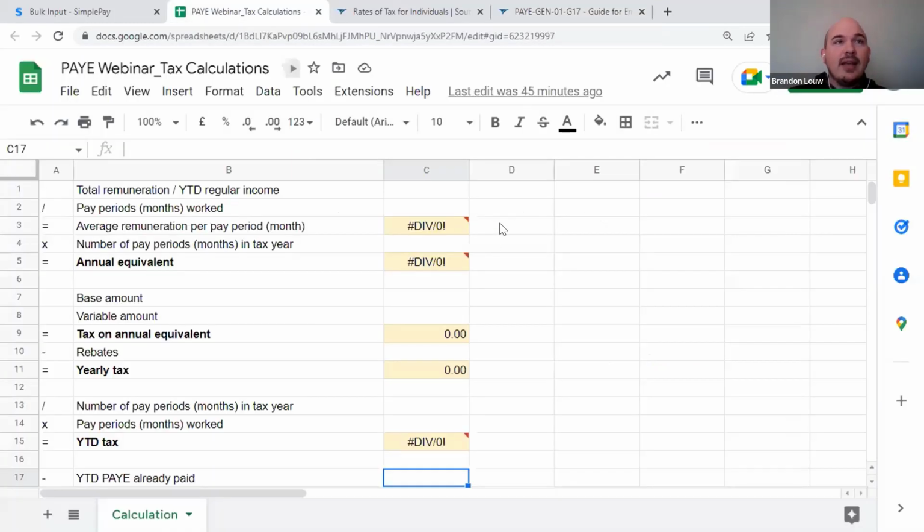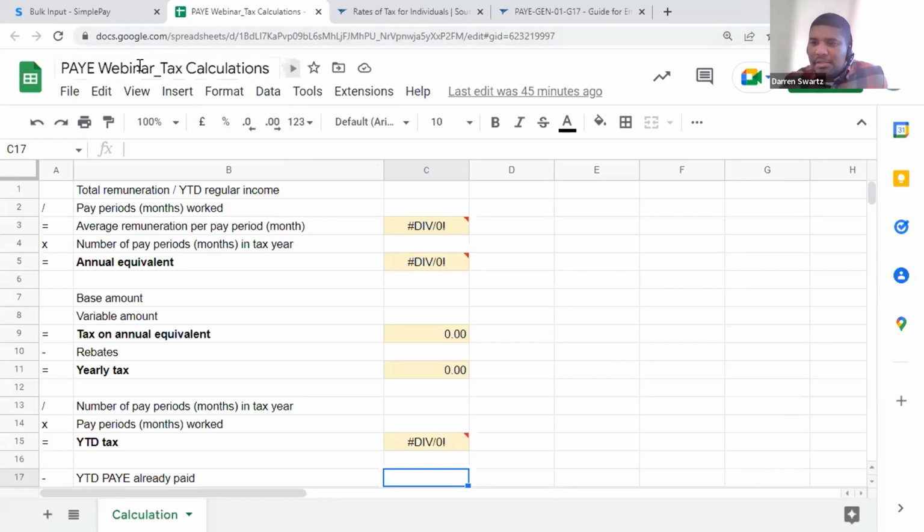And I've broken that down in this spreadsheet over here. So total remuneration divided by the pay periods or the months worked to determine the average per month, and then multiplied by the number of months in the tax year to determine the annual equivalent. Okay. Still with me? Yeah.